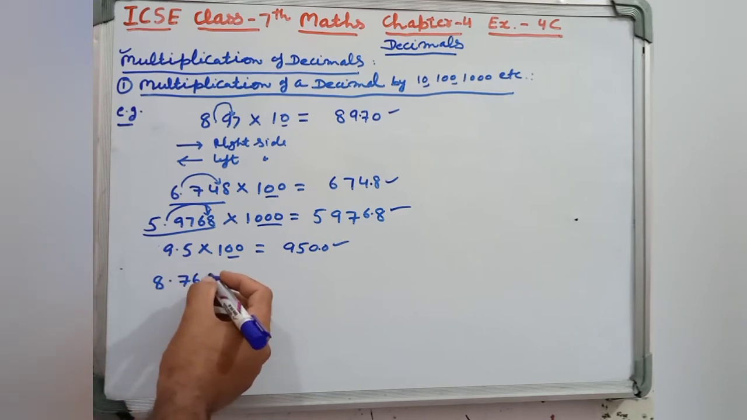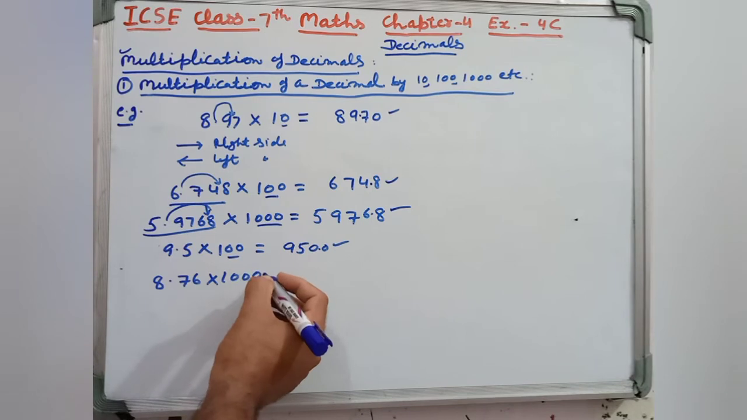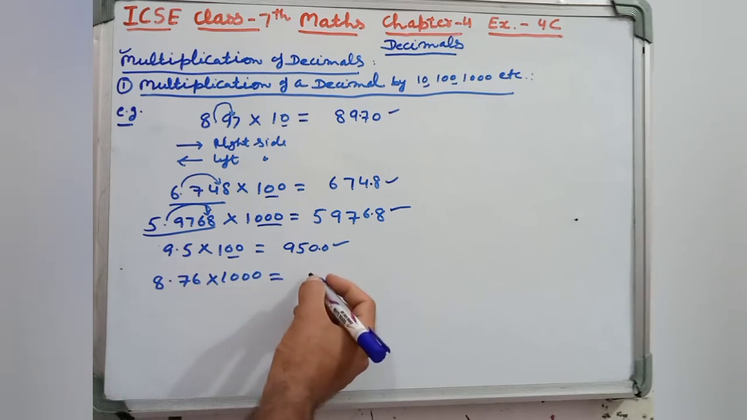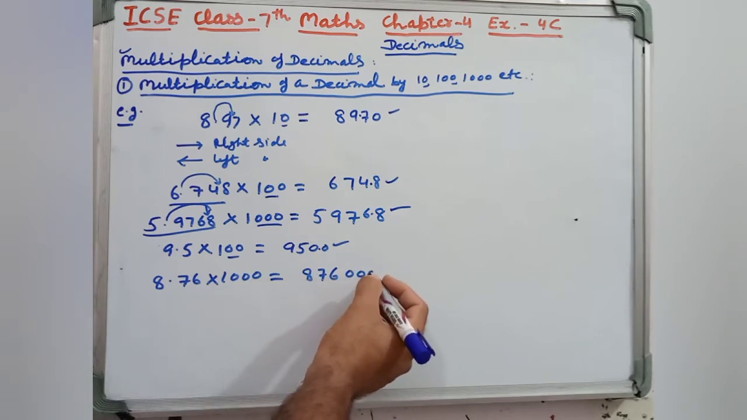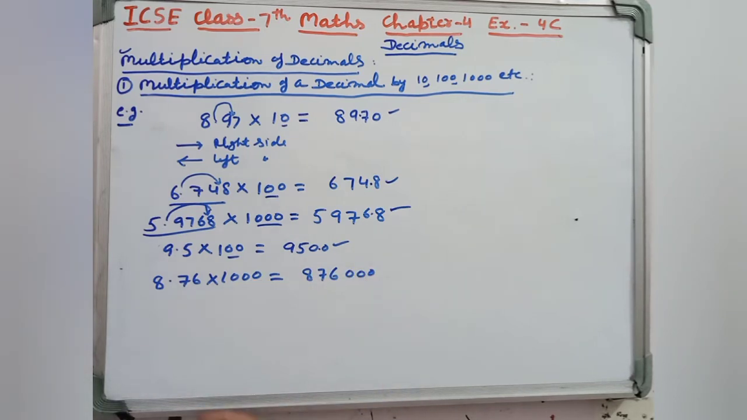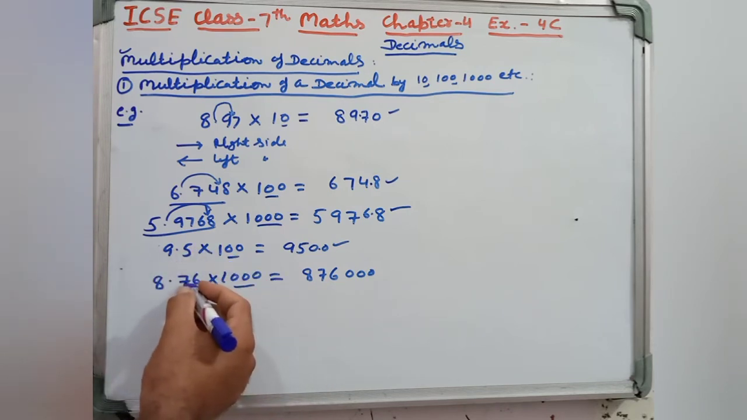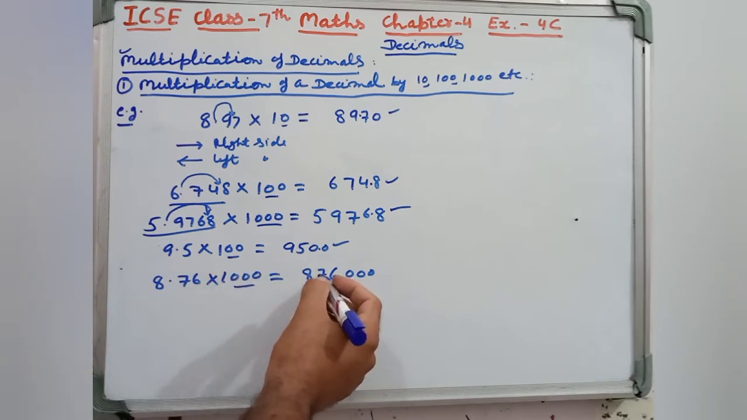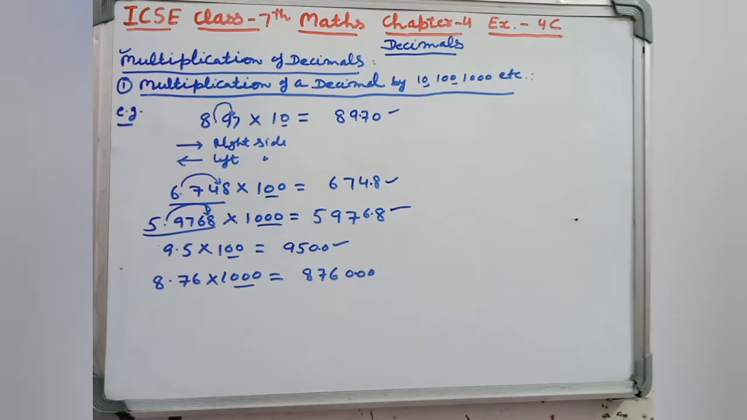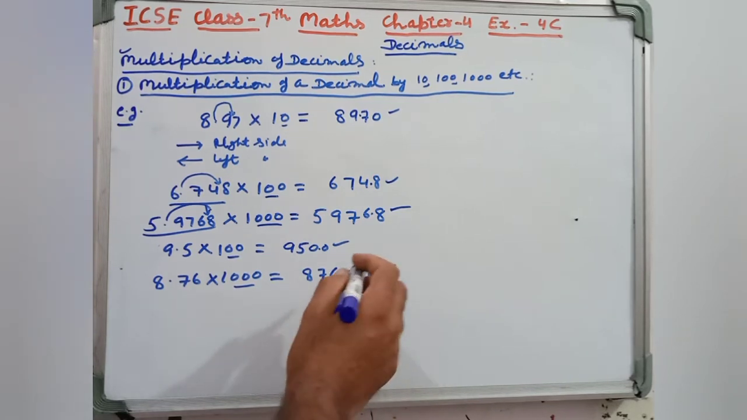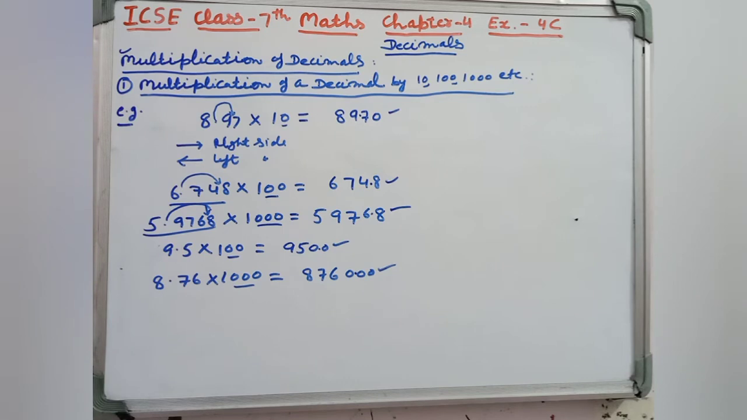In the same way, 8.76 has to be multiplied by 1000. No need to panic. Write it fully, 876 and three zeros of it. Right? Now three zeros, we have to move our decimal three places. Two are here, third is here. So the decimal will come here. Answer becomes 8760.00. No need to write the zeros.